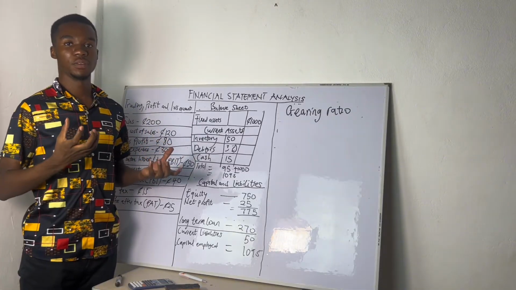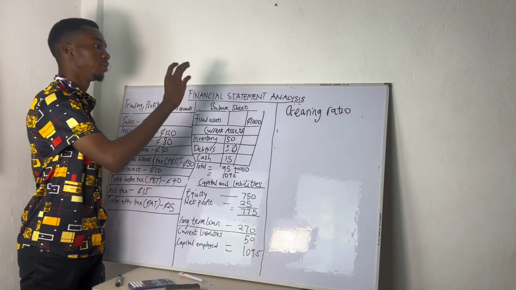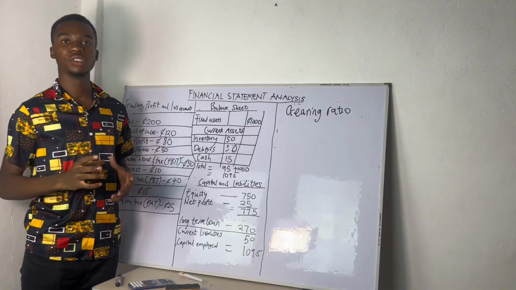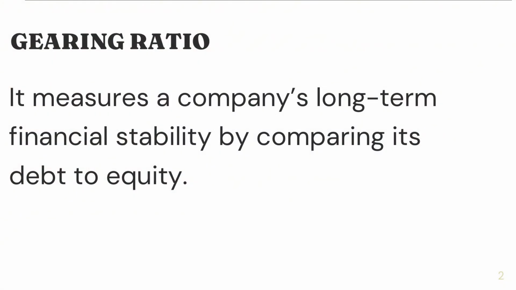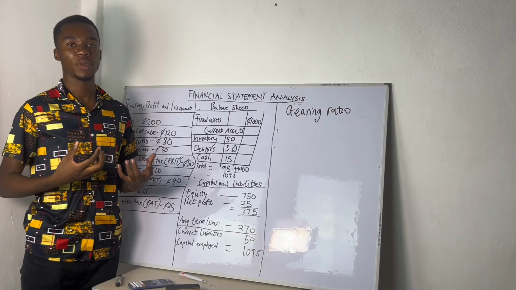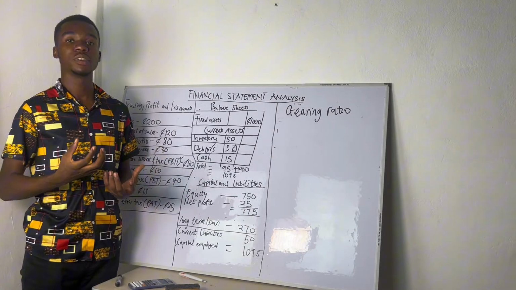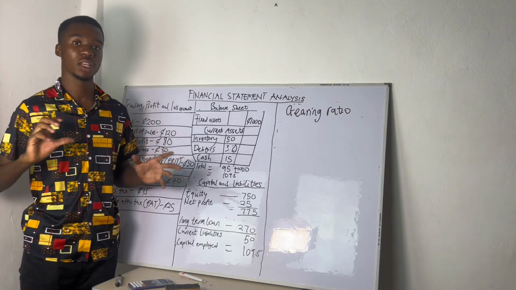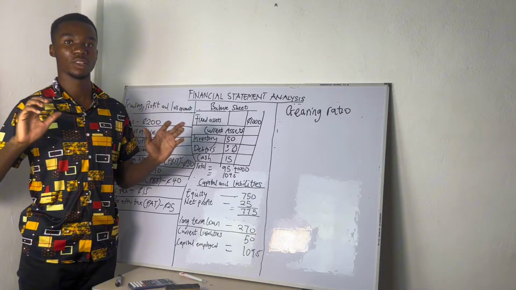Now we are done with the activity ratio. I'm going to move on to the gearing ratio. And the gearing ratio is used to see the long-term stability of the company, or how well the company is doing in the long run, and how well it's able to pay its debt in the long run. So this one focuses on the long run, not the short run.